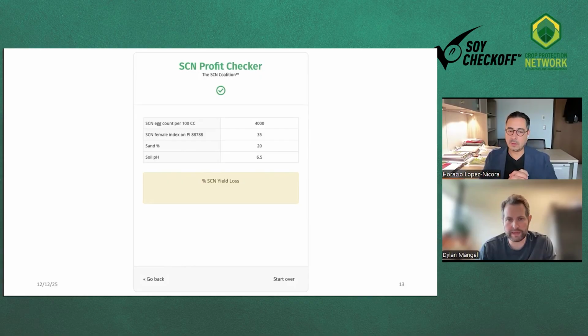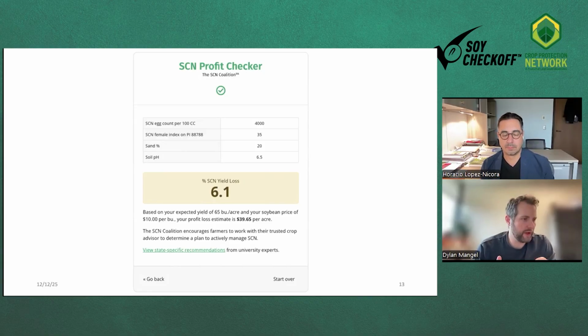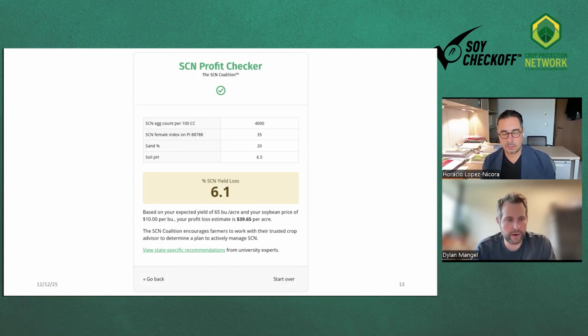So that's something you don't need to know as a grower, but you do need to know a sand percentage and a soil pH for your field. So in the situation where we've got 20% sand and a pH of 6.5, with a female index of 35, a grower might experience something like 6.1% yield loss. Now, the problem with that level of yield loss is you might not notice it's missing if you don't have any noticeable above ground symptoms. A yield loss like that could sneak under the radar. And when you have tens of thousands of farmers all losing 6.1%, it adds up to that huge impact that the nematodes have on our soybean production.